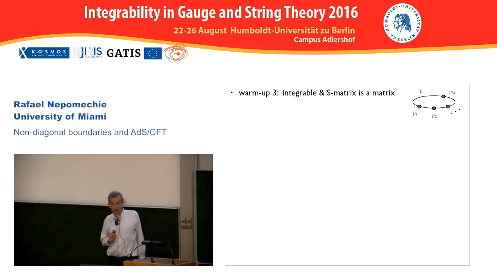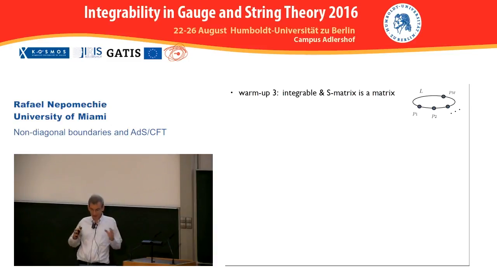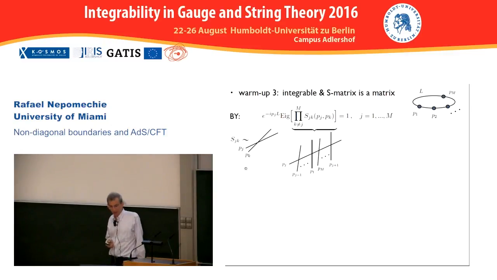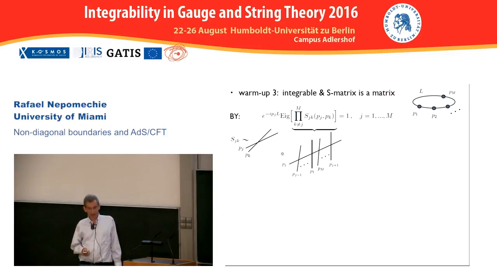Okay, and now for the last warm-up, suppose that the S matrix is not a number, but a bona fide matrix. Then the Bethe-Yang equation takes this form, looks similar, but now this quantity S_jk is the matrix corresponding to the scattering of these two particles of momenta p_j and p_k. So graphically, we can denote this matrix by this picture. So p_j goes all the way here, and then we have all these other momenta.